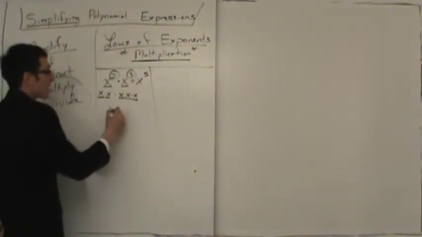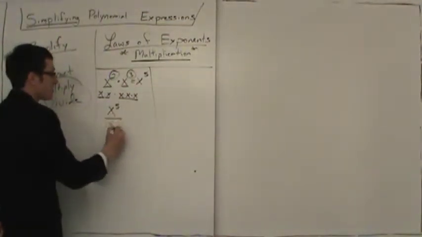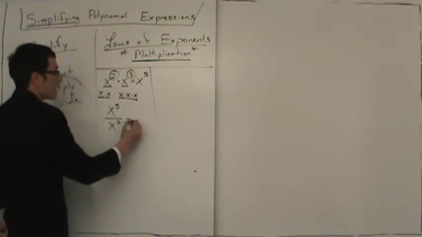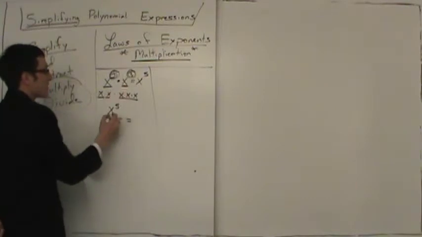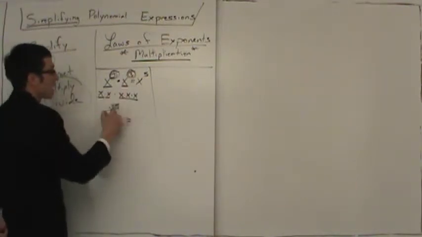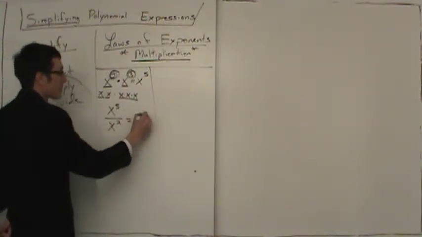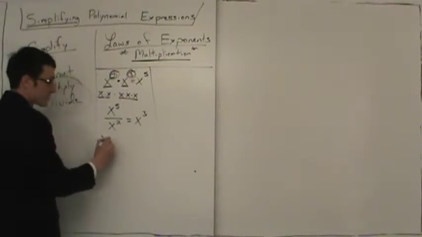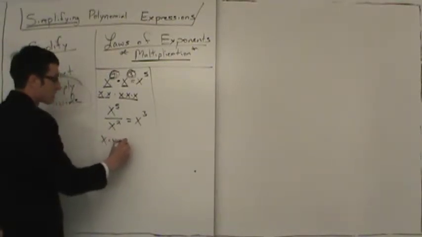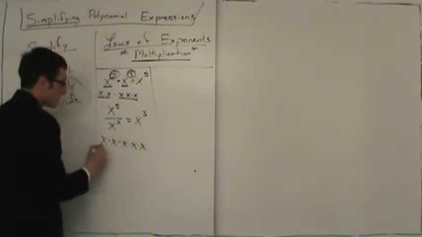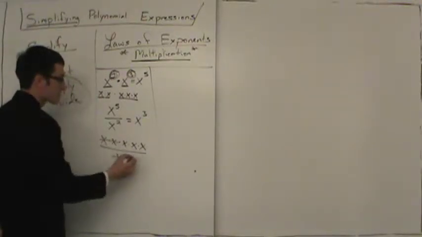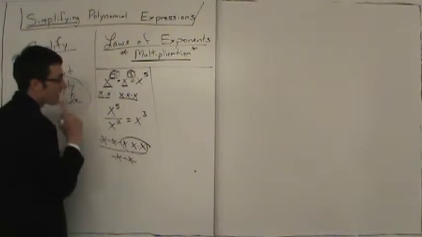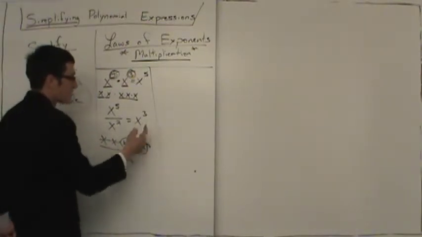Now, x to the fifth divided by x squared. Remember, if we multiply, we add the exponents. If the bases match and we're dividing, we subtract the exponents. 5 minus 2 gives x to the third. But rather, think of this instead of subtraction. I like students to think of this as 5 x's divided by 2 x's. We can cancel 2 x's with 2 x's, leaving how many x's? 3 x's on top. So we get x cubed.